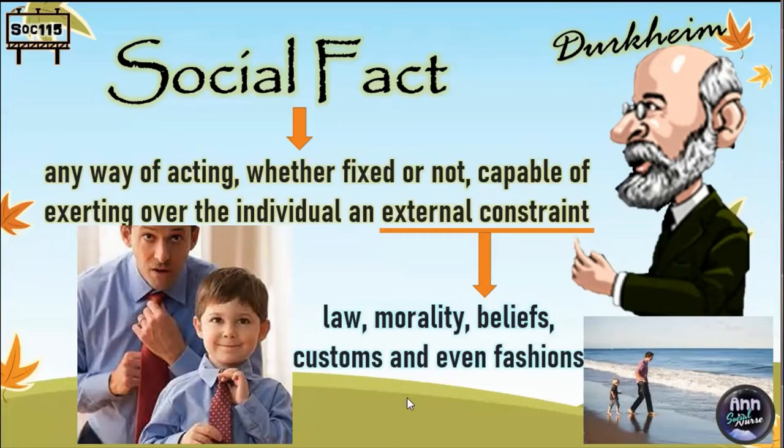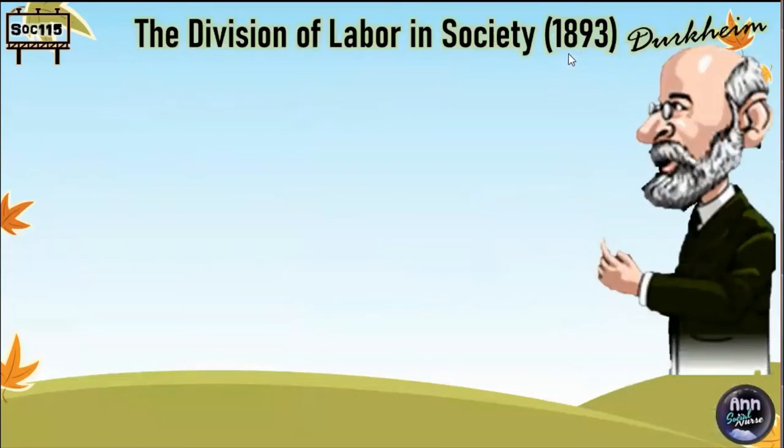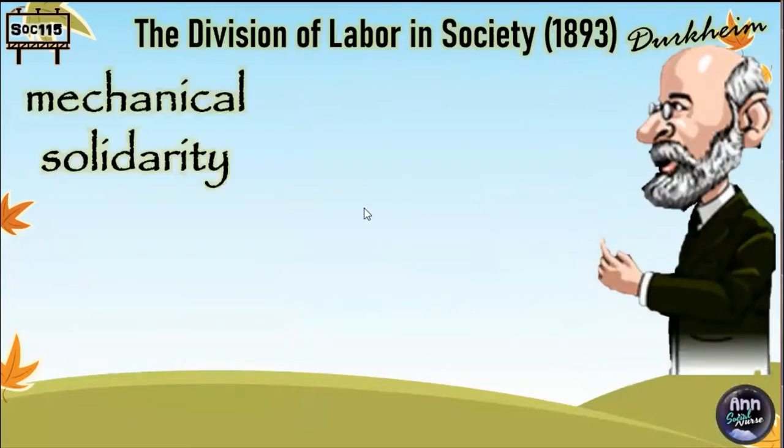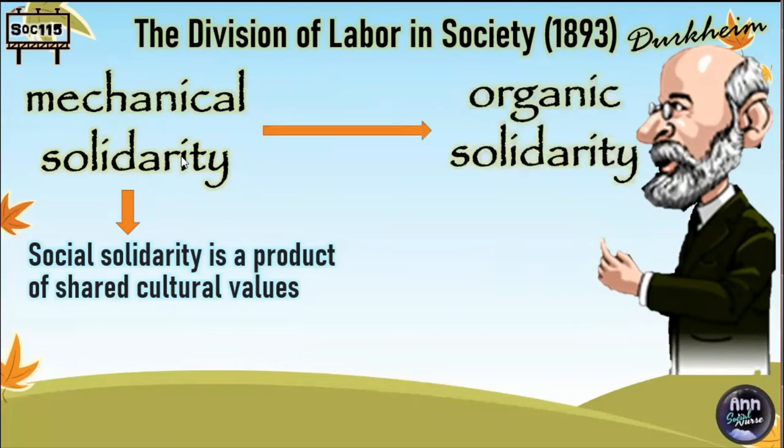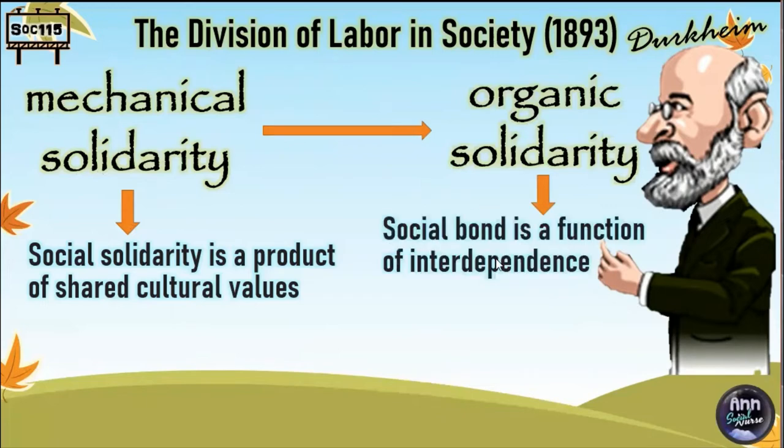Okay, in The Division of Labor in Society, in 1893, Durkheim describes the evolution of modern societies from a state of mechanical solidarity, wherein social solidarity among people is a product of shared cultural values. So this one evolved, this mechanical solidarity, into organic solidarity, where the social bond among people is a function of interdependence.